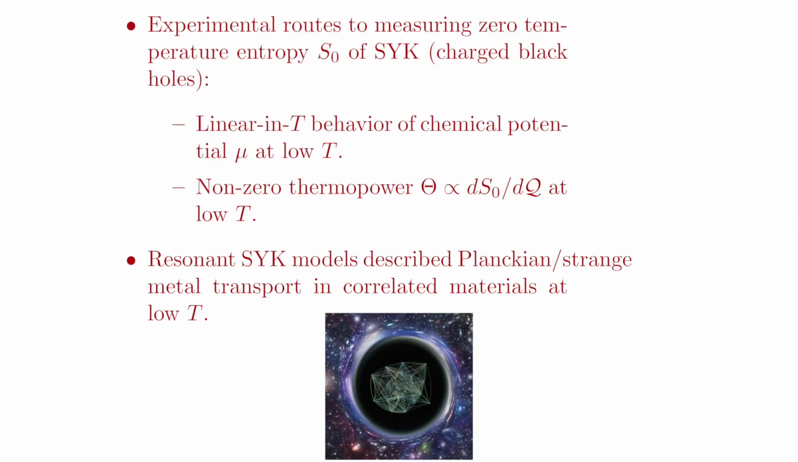So in the first part of my talk, I talked about the complex SYK model, which realizes this critical state as a function of charge or chemical potential. And so that gives us very useful knobs to study it, and in particular study its most exotic feature, which is the fact that it has a zero temperature entropy. And this would be manifested in the linear temperature behavior of the chemical potential or the non-zero thermopower at low enough temperatures. And then I just mentioned some earlier work on resonant SYK models, which look to be at least a very optimistic description of linear-in-T resistivity in correlated materials.